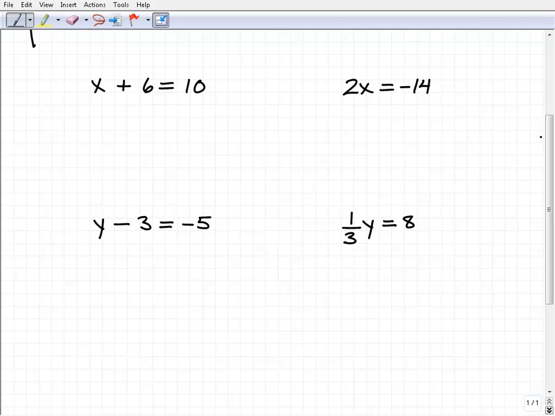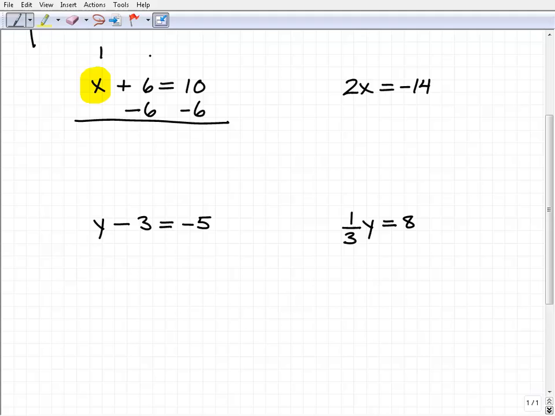So x plus 6 equals 10. All right, so here, remember, I want to get x by itself. So all I'm going to do is subtract 6 from the left-hand side of the equation, but I also need to subtract it from the right-hand side of the equation. Okay, that's the main thing when you're solving equations. Whatever you do to one side, you have to do the exact same thing to the other side.